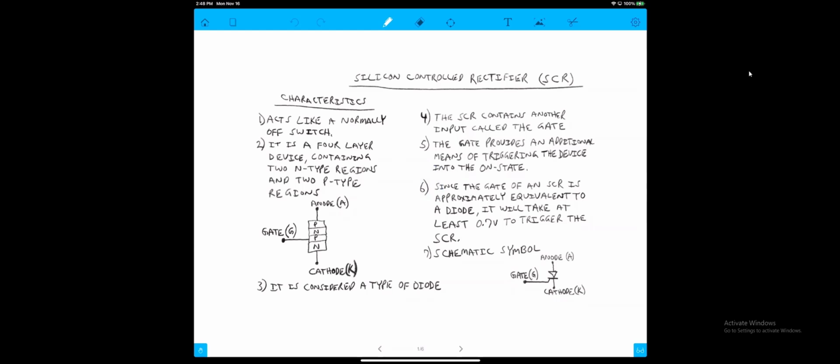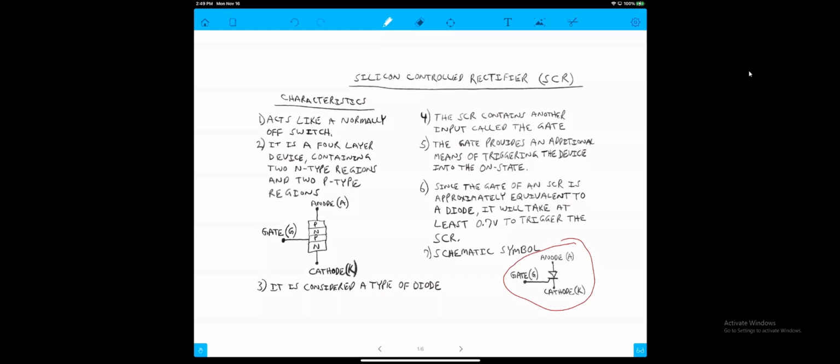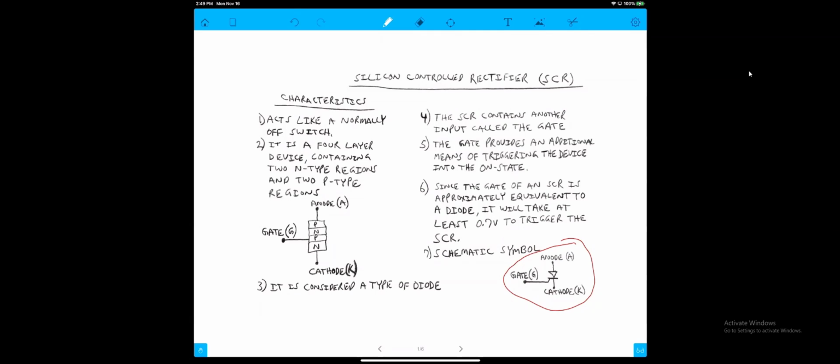If we look at the bottom right-hand side, you'll see that there's an anode and a cathode, right? Just the anode and cathode by itself should be familiar. Everybody familiar with just a diode, correct? Yes. Okay. In this case, we have an optional way of triggering the diode, and we call it the gate, which is this component right here. So we have 3 legs on this SCR.